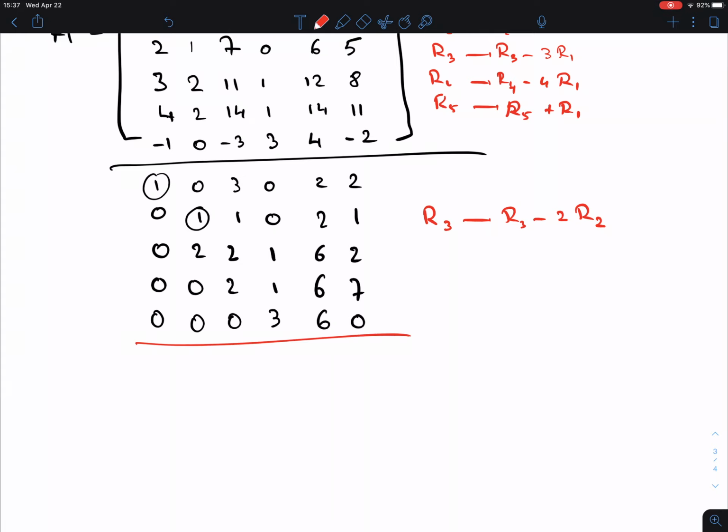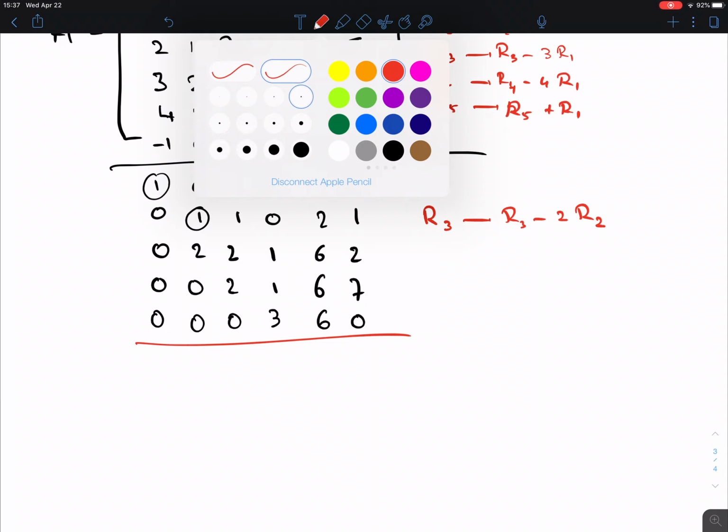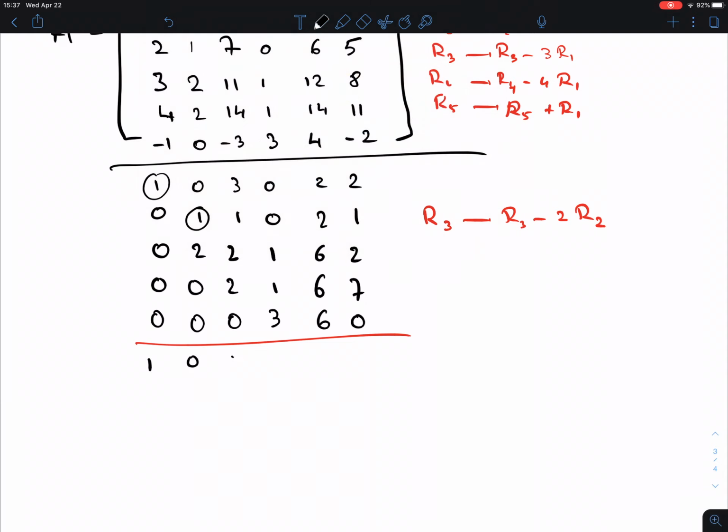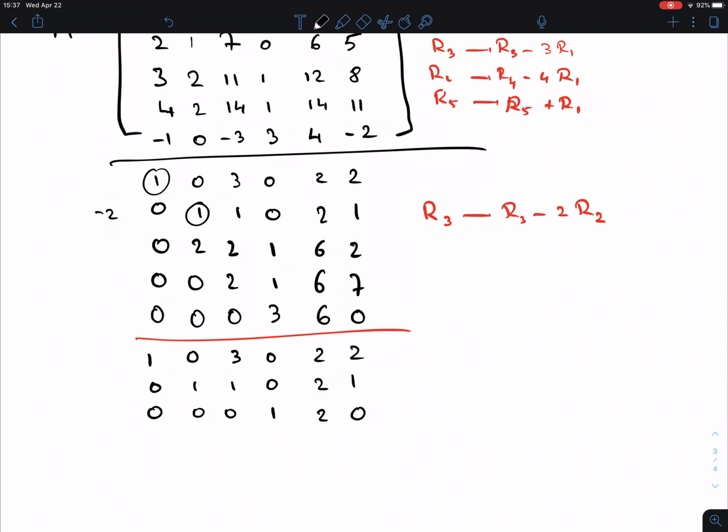Okay, so we get 1, 0, 3, 0, 2, 2, 0, 1, 1, 0, 2, 1, 0, so we multiply with negative 2. 0, 0, like that, a 1, 4, that's a 2 and a 0, okay, and then we have 0, 0. What are we doing here? 2, 1, 6, 7, 0, 0, 0, 3, 6, 0. I hope I didn't make any mistakes here.